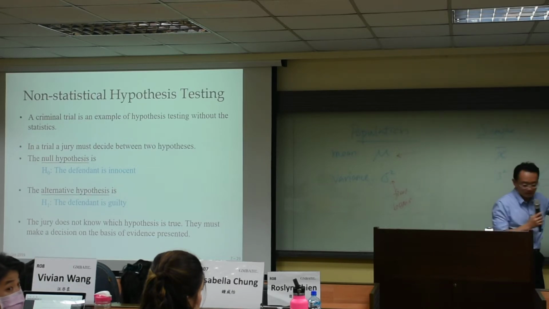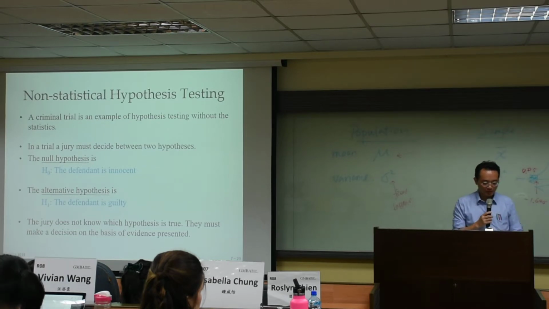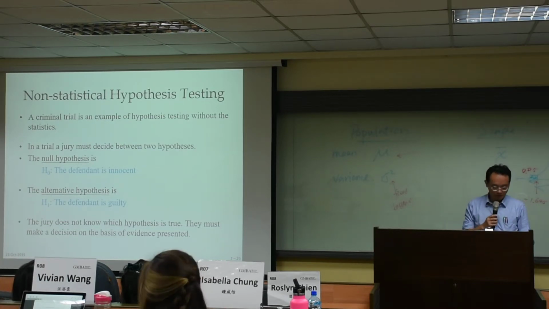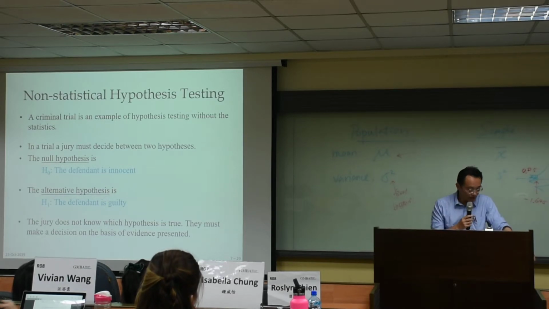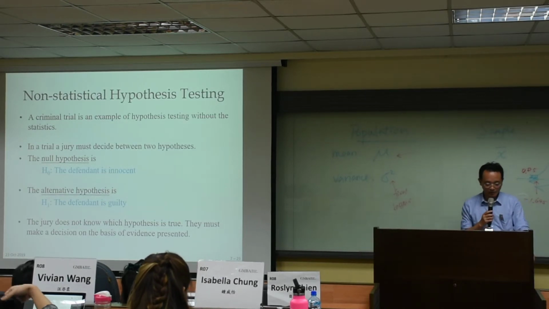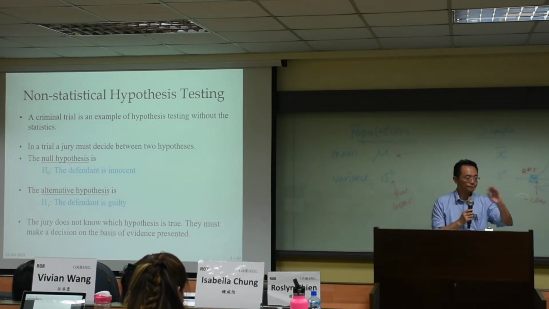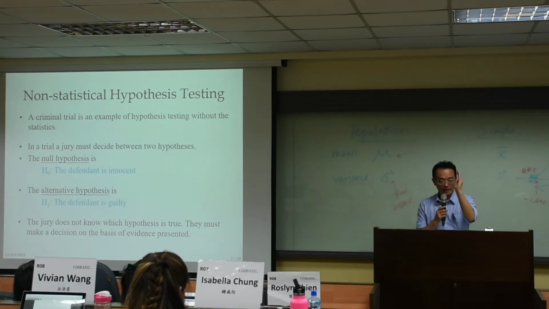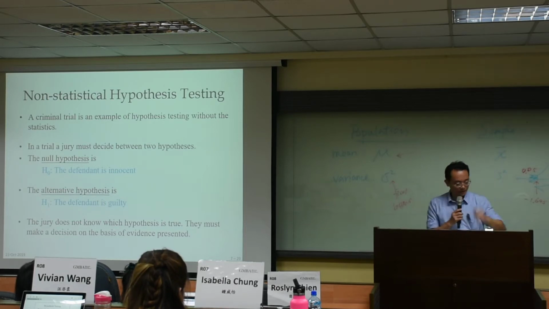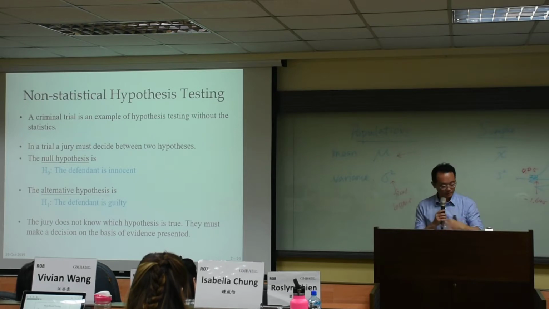But anyway, this is a non-statistical hypothesis test using the criminal trial case. In a trial, a jury must decide between two hypotheses. The null hypothesis, H0, is that the defendant is innocent. And we have a second hypothesis called the alternative hypothesis, H1, that the defendant is guilty. So basically, we have two hypotheses in a hypothesis setting, H0 and H1. H0 is called the null hypothesis, and H1 is called the alternative hypothesis.